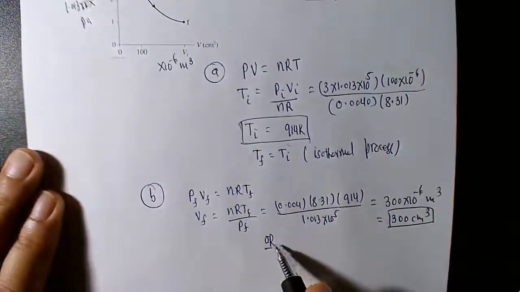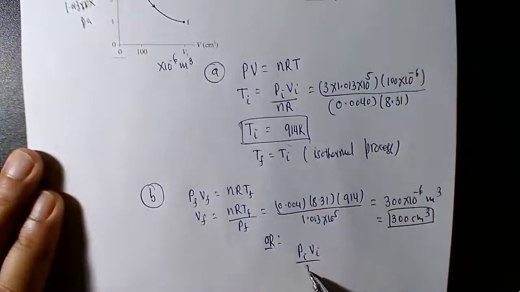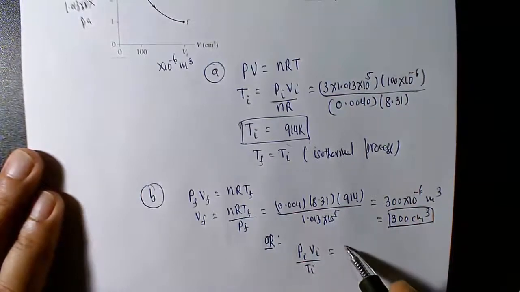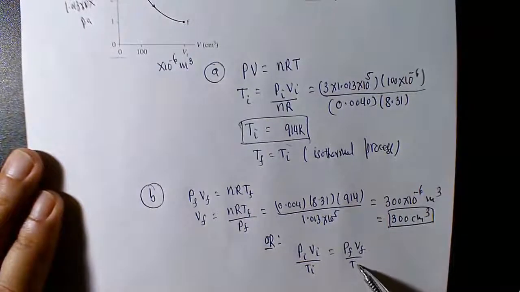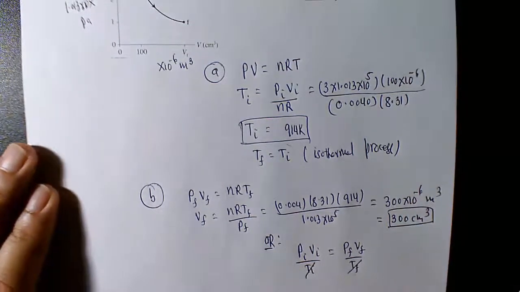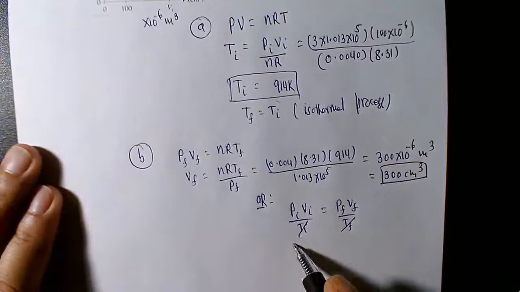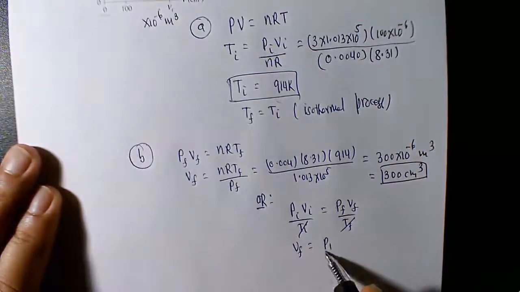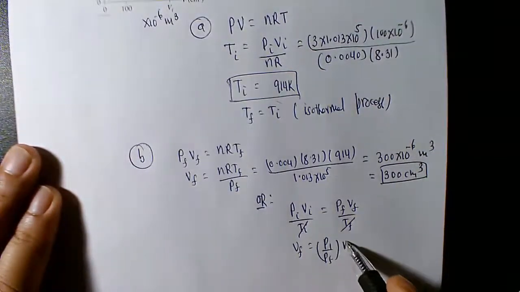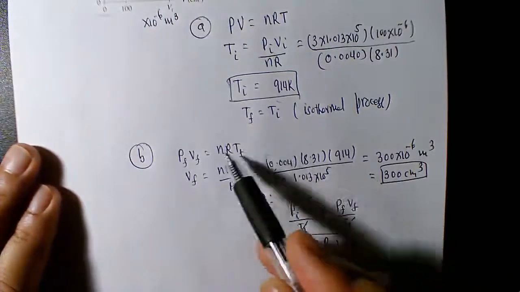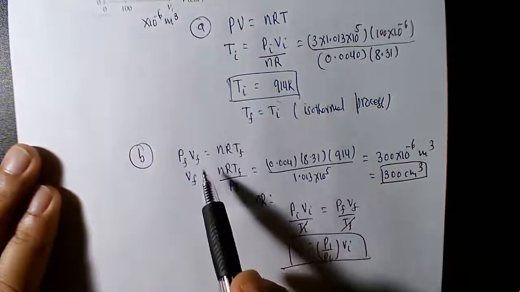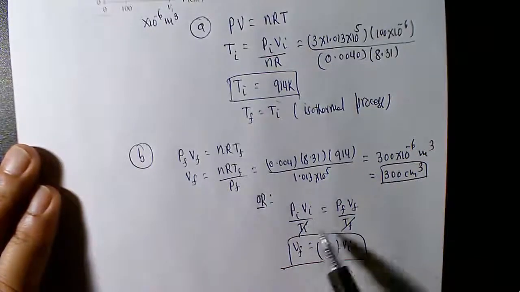Or if you want to do it quickly, you can just do Pi Vi over Ti equals P final V final over T final, and T will cancel because it's an isothermal change. Then you can find the final volume quickly, and just plug in the numbers. You can either do it directly using the gas law, the ideal gas equation, or just the equation of state.